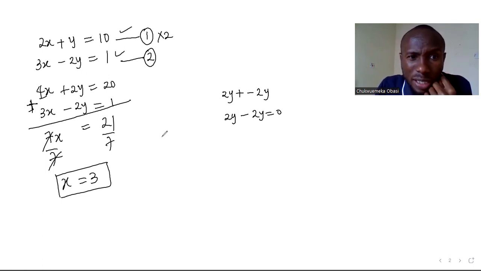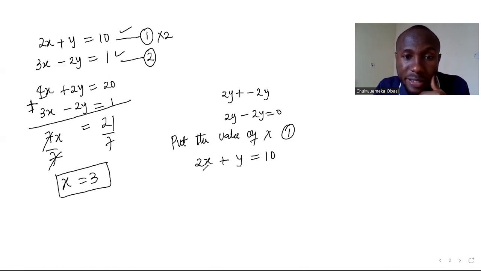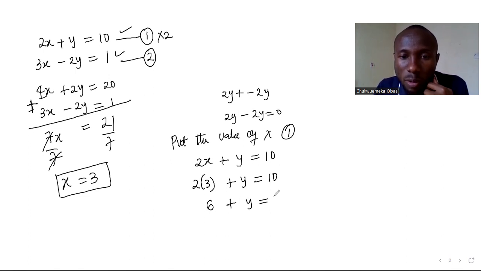I would like to plug it into equation 1. Let me put the value of x in equation 1. What is equation 1? It says 2x plus y is equal to 10. So now my x is 3, so this is going to be 2 times 3, because 2x is actually 2 times x, right? So I have 2 times 3 is 6, and I have 6 plus y equal to 10.